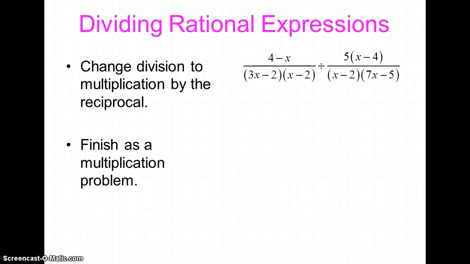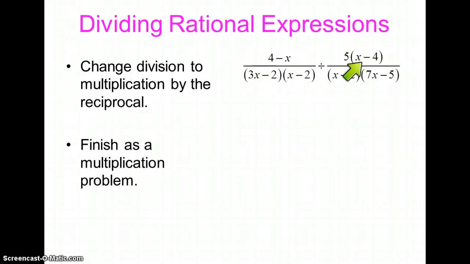Okay, so now dividing. The only difference that we have to do with division, if you remember fractions, to divide fractions, you're actually going to change the division to multiplying by the reciprocal. Most of you probably remember it: flip it and multiply. So you're going to flip the second fraction and multiply, or do it all like the multiplication we did previously.